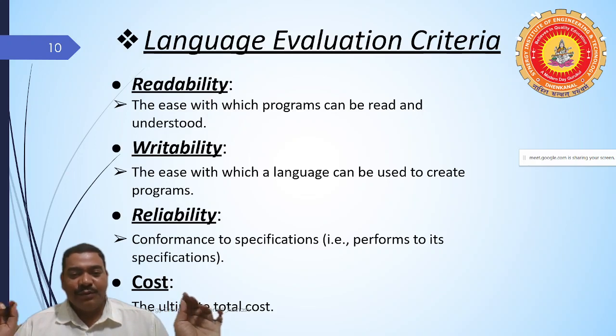Writability, the ease with which a language can be used to create programs. You can code, so you should be comfortable with coding very easily. Nowadays coding depends totally upon editors. There are a number of smart editors available. Before you think, if you type the first character, the functions, the syntax, semantics come automatically. It will be highlighted if there is any mistake. Then the next evaluation criteria is reliability. How reliable your programming language is.